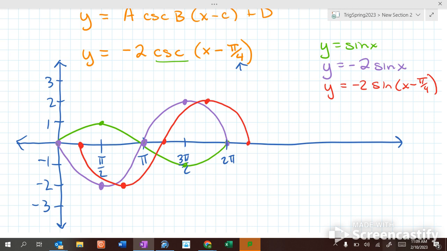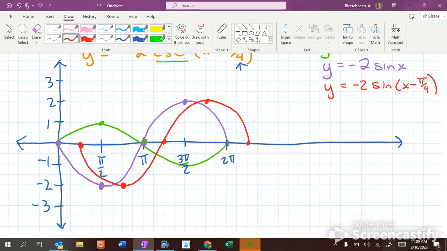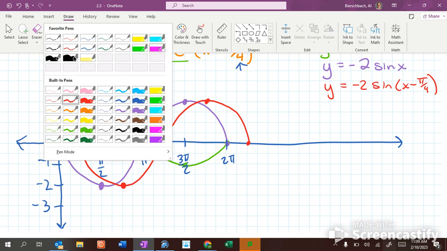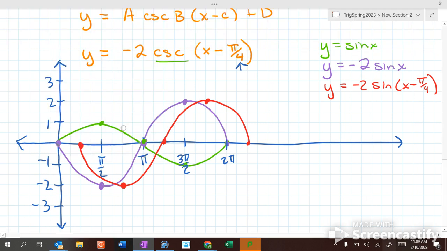And then I'm going to put in asymptotes. Where should I put my asymptotes? Well, it's where the last graph, the red graph, hits the x-axis. Boom, boom, boom, boom, boom, boom, boom.